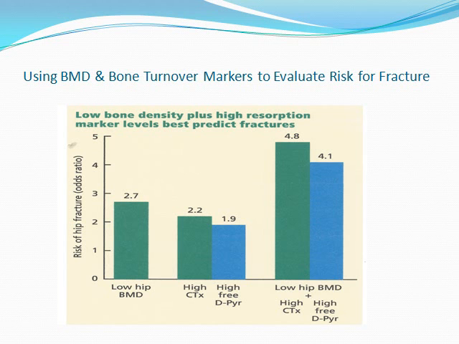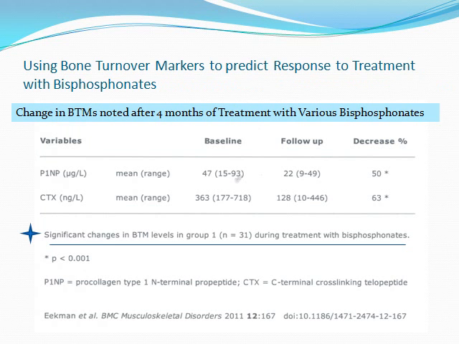And we can also use bone mineral density and bone turnover markers to evaluate the risk for fracture. And in this slide, this shows that having a combination of a high bone marker like CTX plus a low bone mineral density shows the greatest risk for fracture. So this is another way to demonstrate the efficacy of treatment.